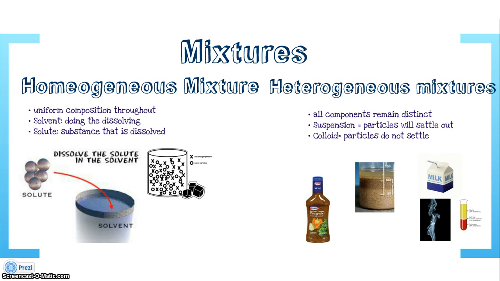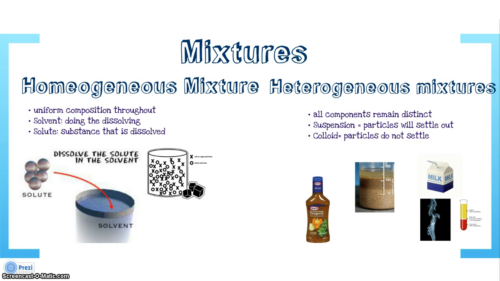The other type of mixture is what we call a heterogeneous mixture. This is when all components remain distinct. And there are also two types. You can have a suspension or you can have a colloid. A suspension is when the particles will settle out over time.